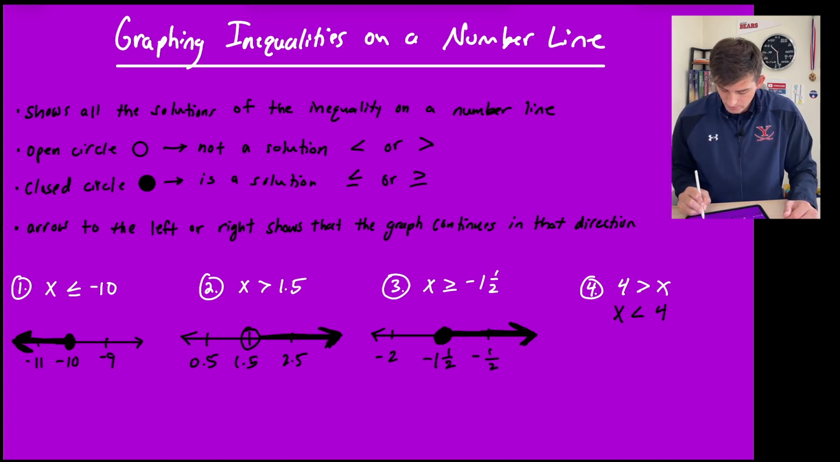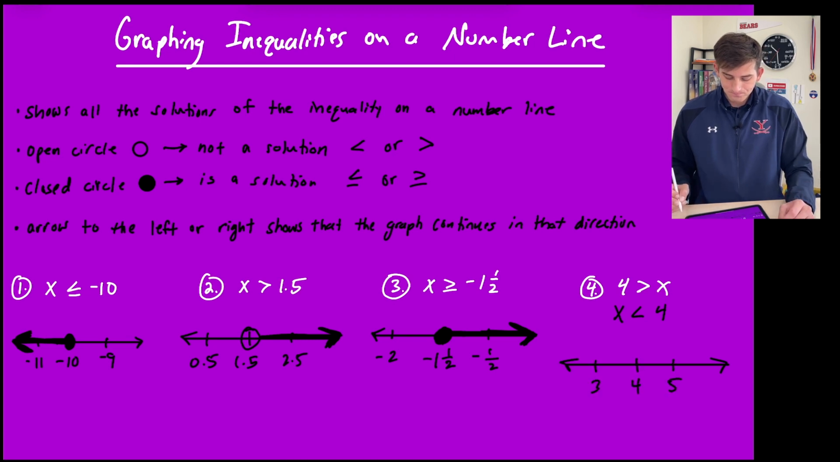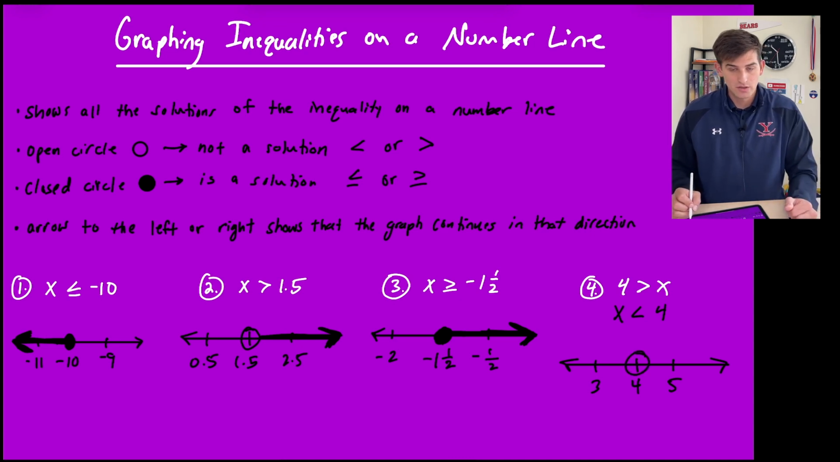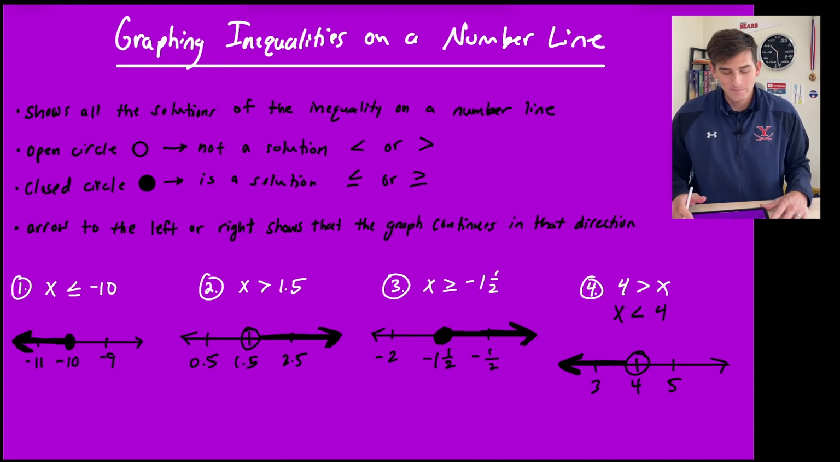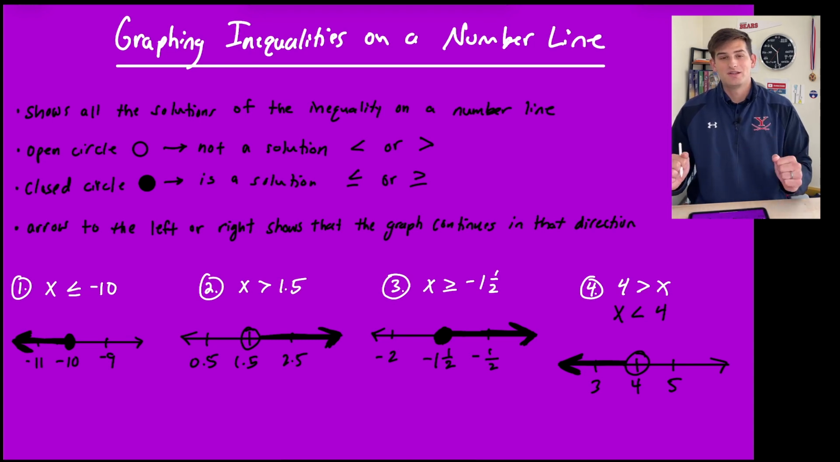Okay, so now let's draw our number line here. Let's draw a line, there we go. All right, so let's put 4 in the middle, and let's go with 5 here and 3 right there. So open circle on 4 because it is just less than 4. And less than means we're going to go to the left. Okay, so shading to the left, making sure I shade on my arrow as well. And that is what number 4 would look like, okay? So that's how we can graph inequalities on a number line.